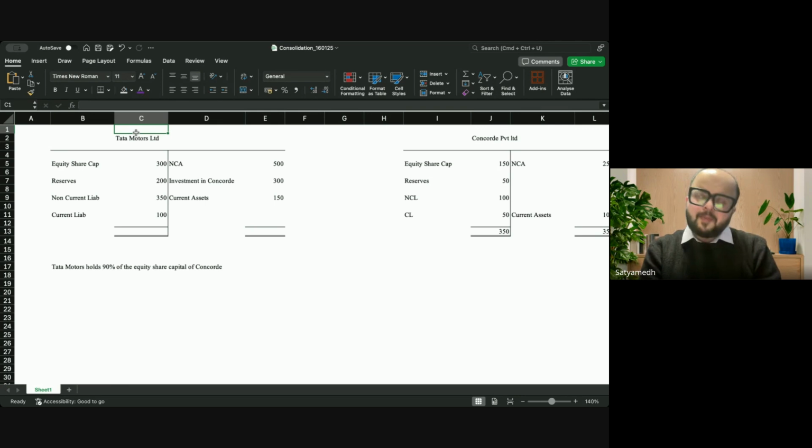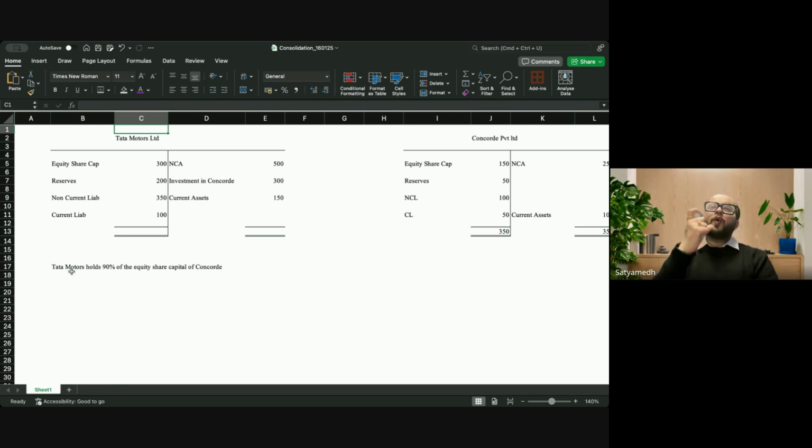But then people say, "Yeah, you are presenting your own balance sheet, but you hold 90% of the equity share capital of another entity. Don't you think that also deserves a certain mention in the financial statements?" I said, yeah, okay, I'll put a disclosure. Now, I'll put one line which says that Tata Motors holds around 90% of the equity share capital of Concord. But is that enough? Apparently not.